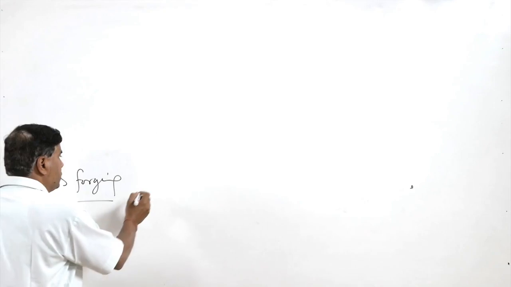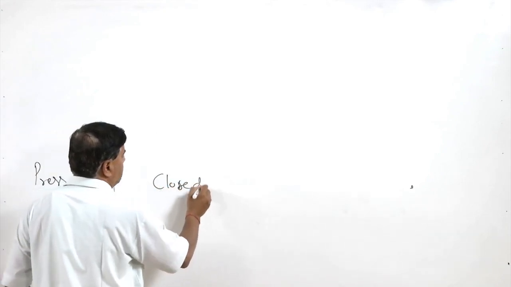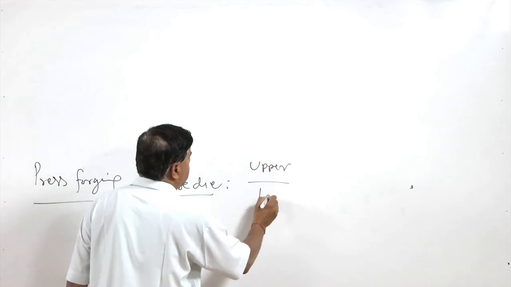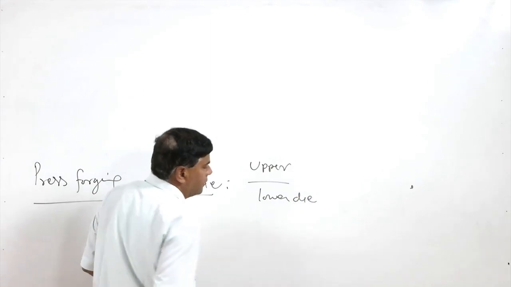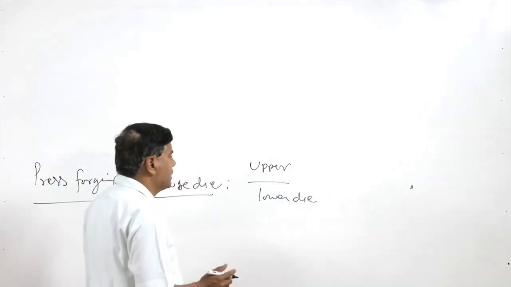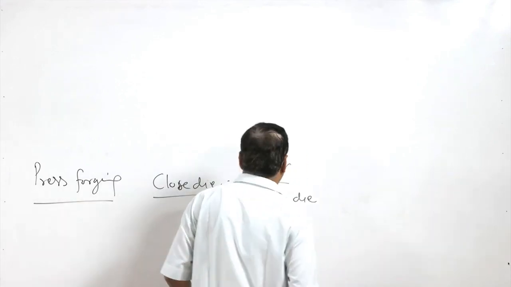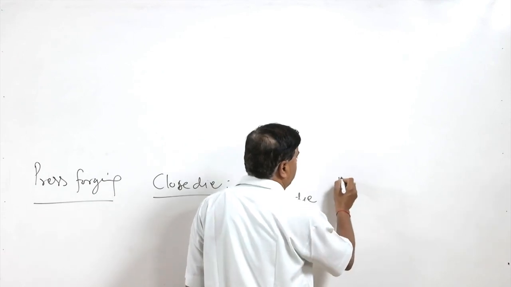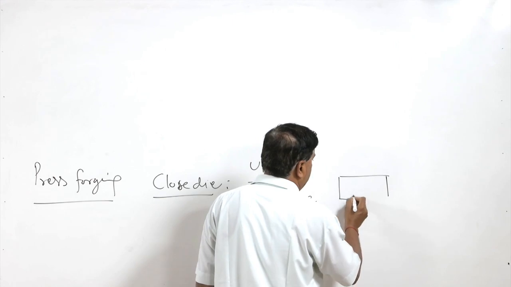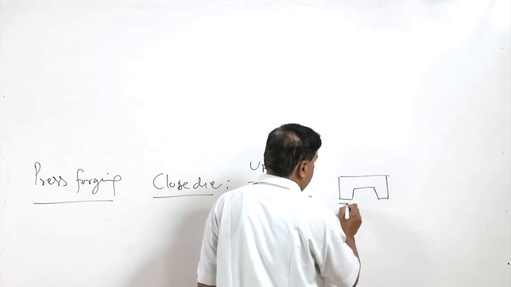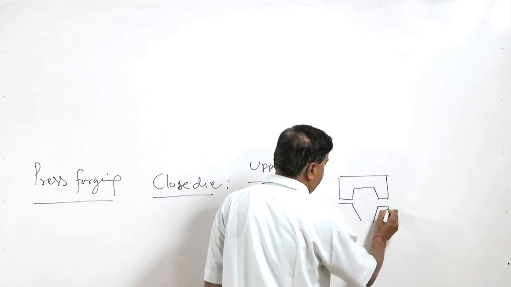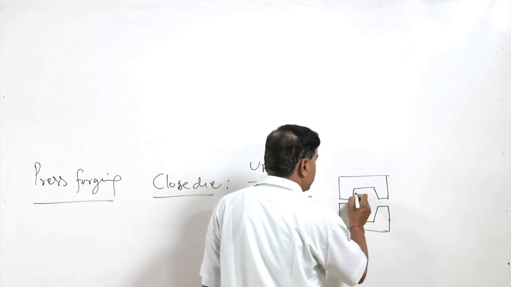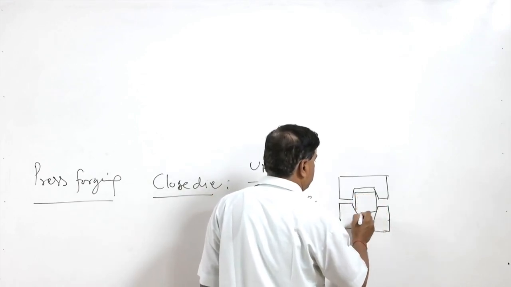Press forging also uses closed dies, which means there is an upper and a lower die, and the metal is placed between the upper and the lower dies. After the application of pressure, the die is closed and the desired shape is obtained. Like this is the upper die, and this is the lower die, and the raw material is placed between the two dies like this.